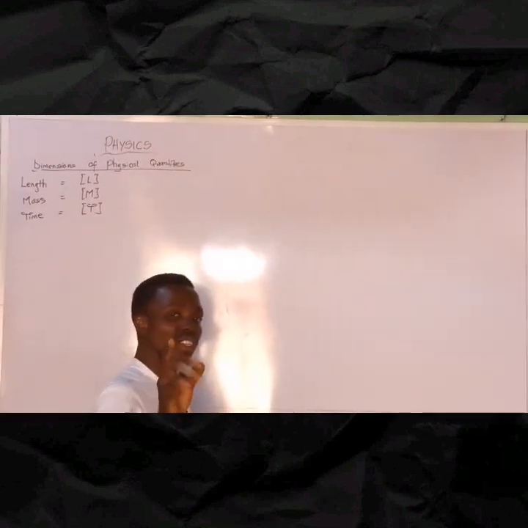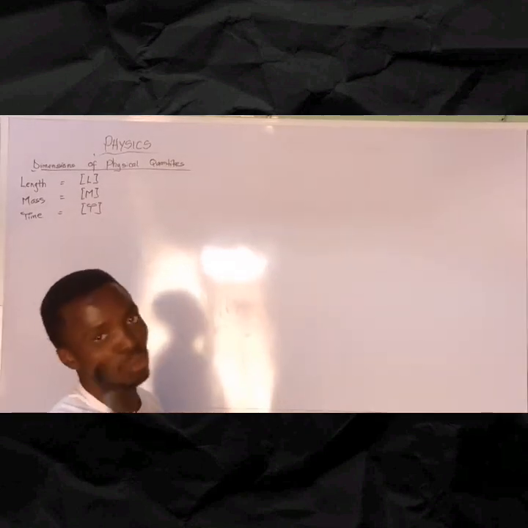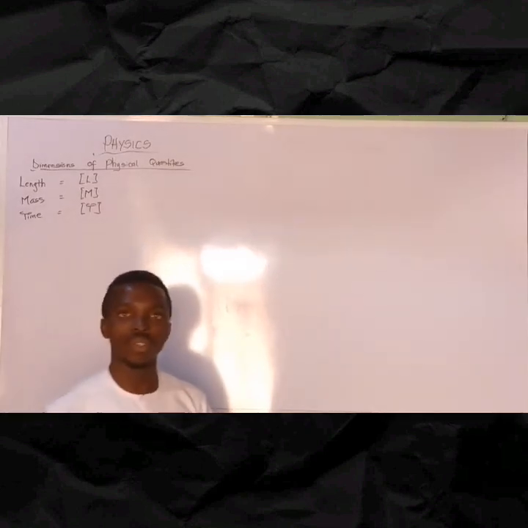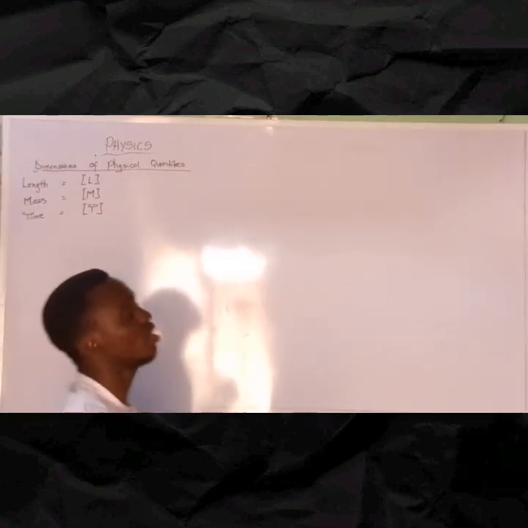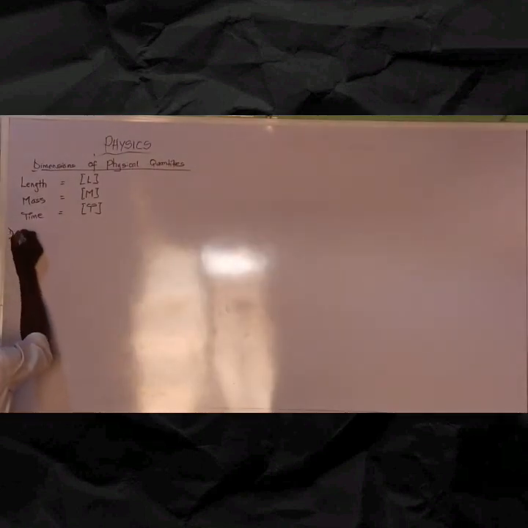Like I always tell my students, time is your greatest enemy in an examination hall. So you must learn how to beat time. When it's an objective, you don't need to do all the rigorous solving. Just use the short approach which I'm going to show you. So find the dimension of volume.